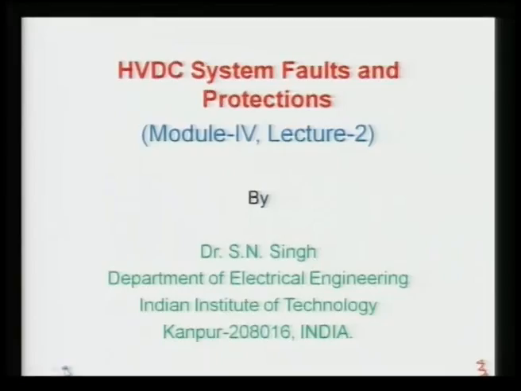Let us start lecture 2 of this module number 4. In the previous lecture, I discussed the 3 mal-operations of the converter circuit: arc back, arc through and misfire. Today I will be discussing the 2 converter problems. One is arc quenching, and the second one, which is very popular, is commutation failure.